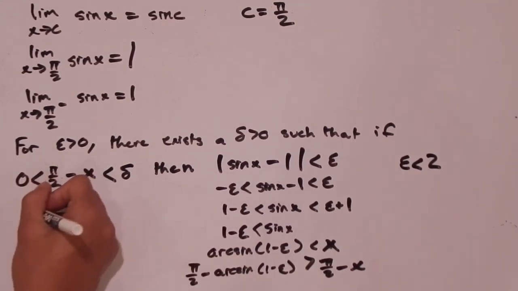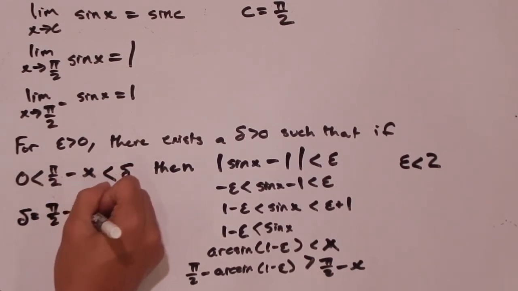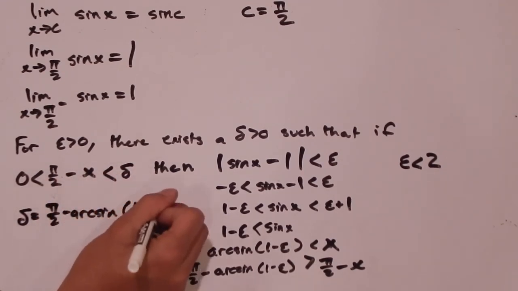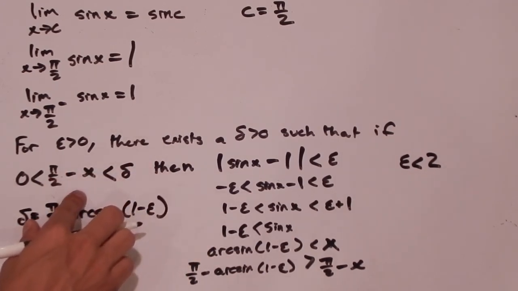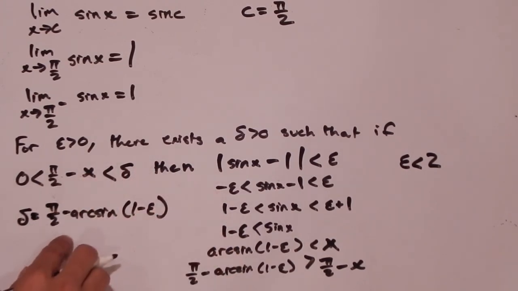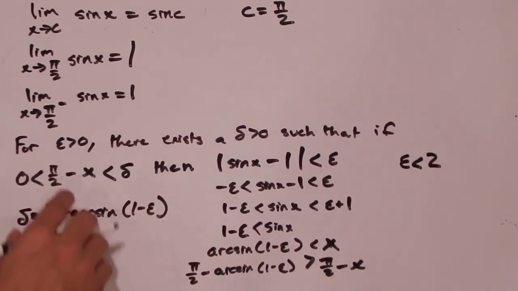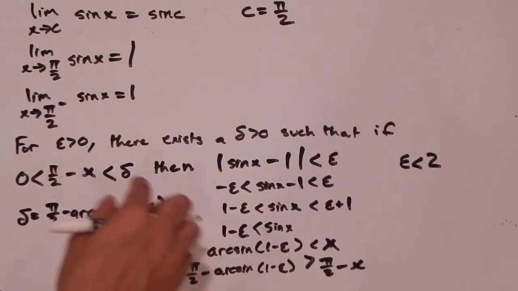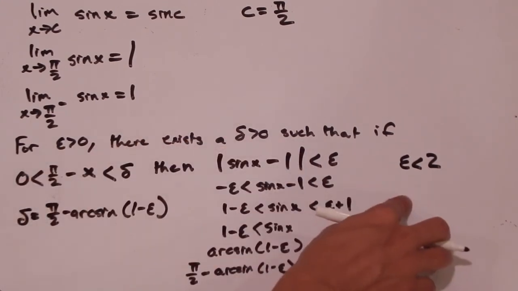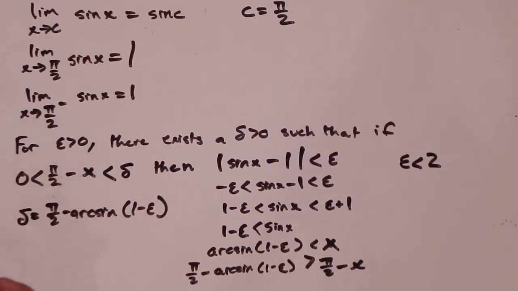Well, that lets us know that if we set our delta equal to pi over 2 minus arcsine of 1 minus epsilon, then all the x values we pick will be such that pi over 2 minus x will be less than pi over 2 minus arcsine of 1 minus epsilon, and therefore epsilon will be greater than the absolute value of sine of x minus 1. And that's for any epsilon values. For any epsilon values greater than 0 but less than 2, we can find that delta value just by plugging in epsilon.